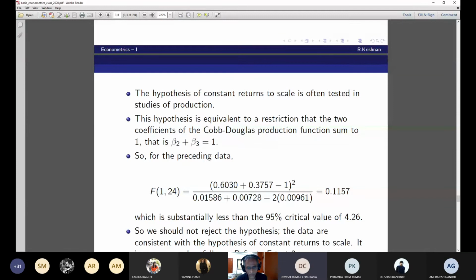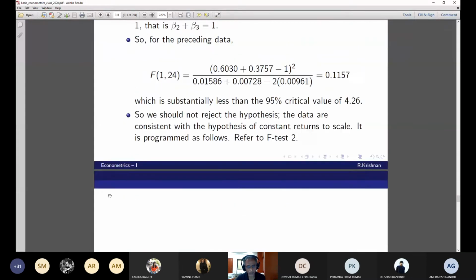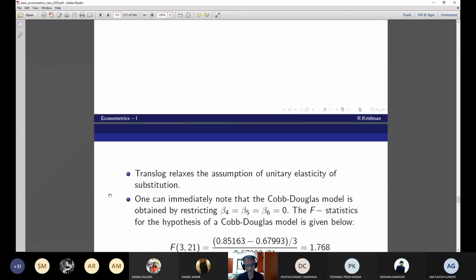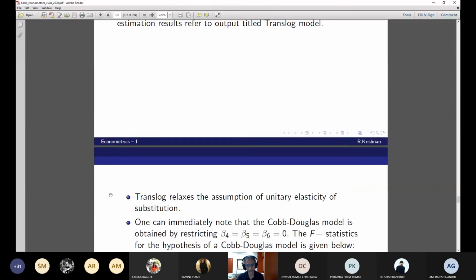Sir, I had the same confusion. Because the upper diagonal is a correlation matrix, now it's resolved. Now it is okay? Yes, sir. Okay, so packages do this to save space. Now you go to the translog model. Refer to the output of the translog model.